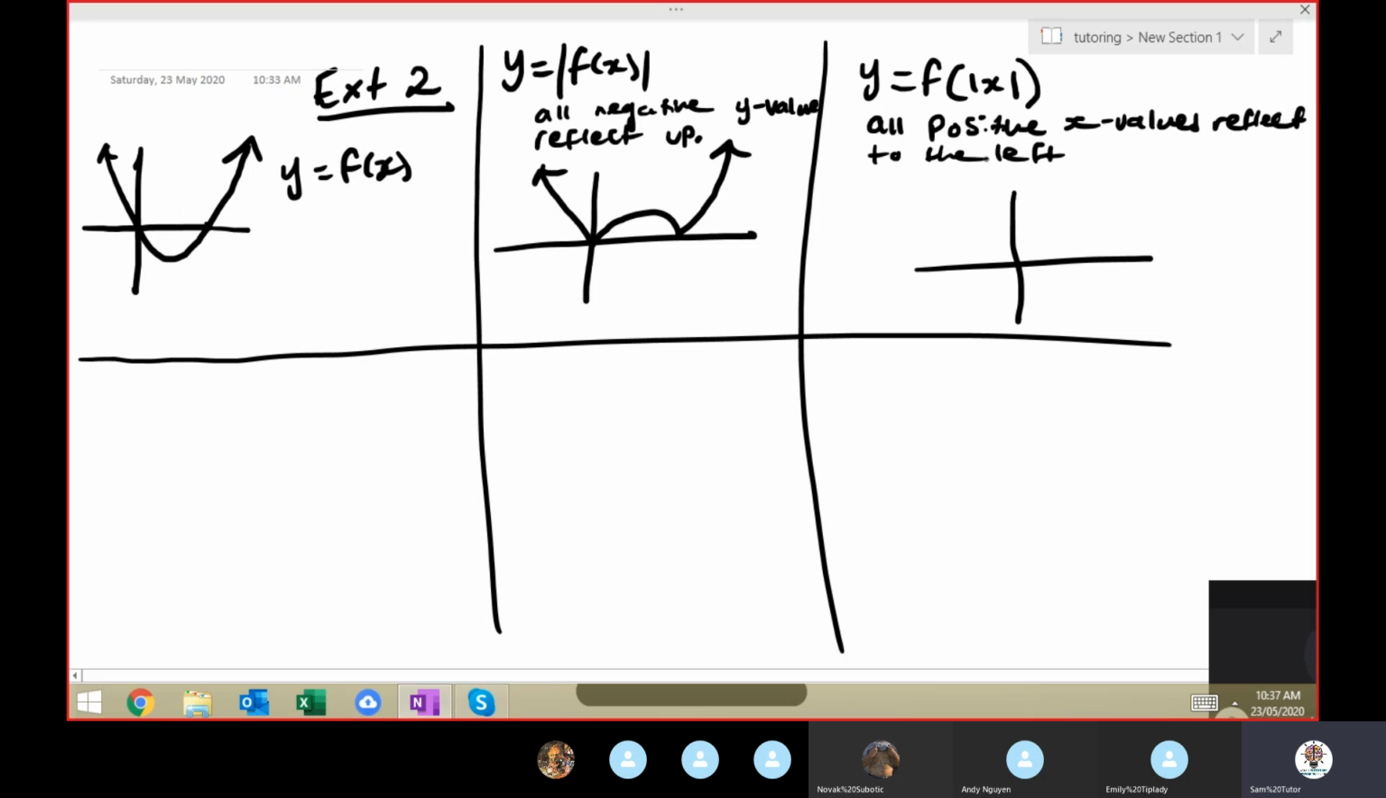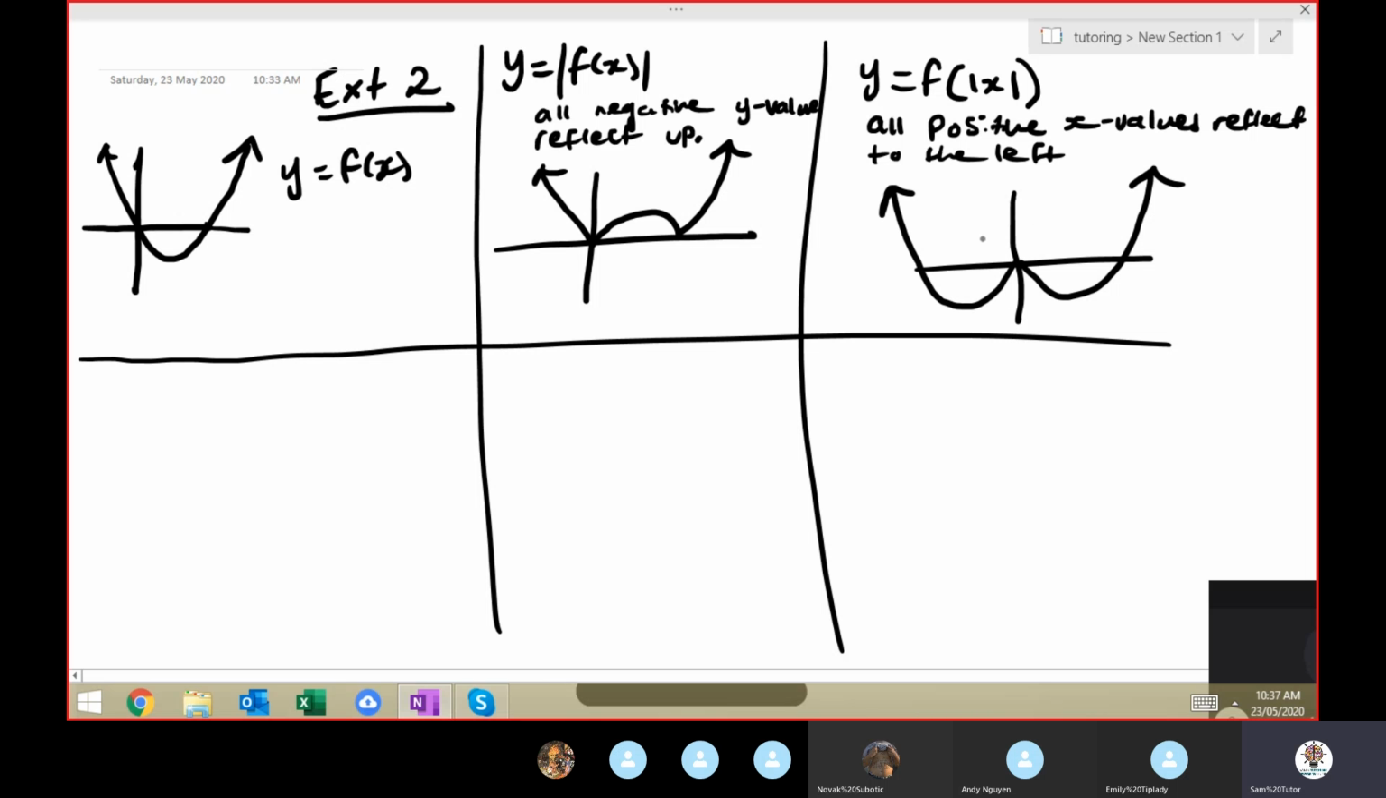So all the positive x values are this way, right? Everything from 0 and onwards. There it is. All of these ones will reflect to the left.